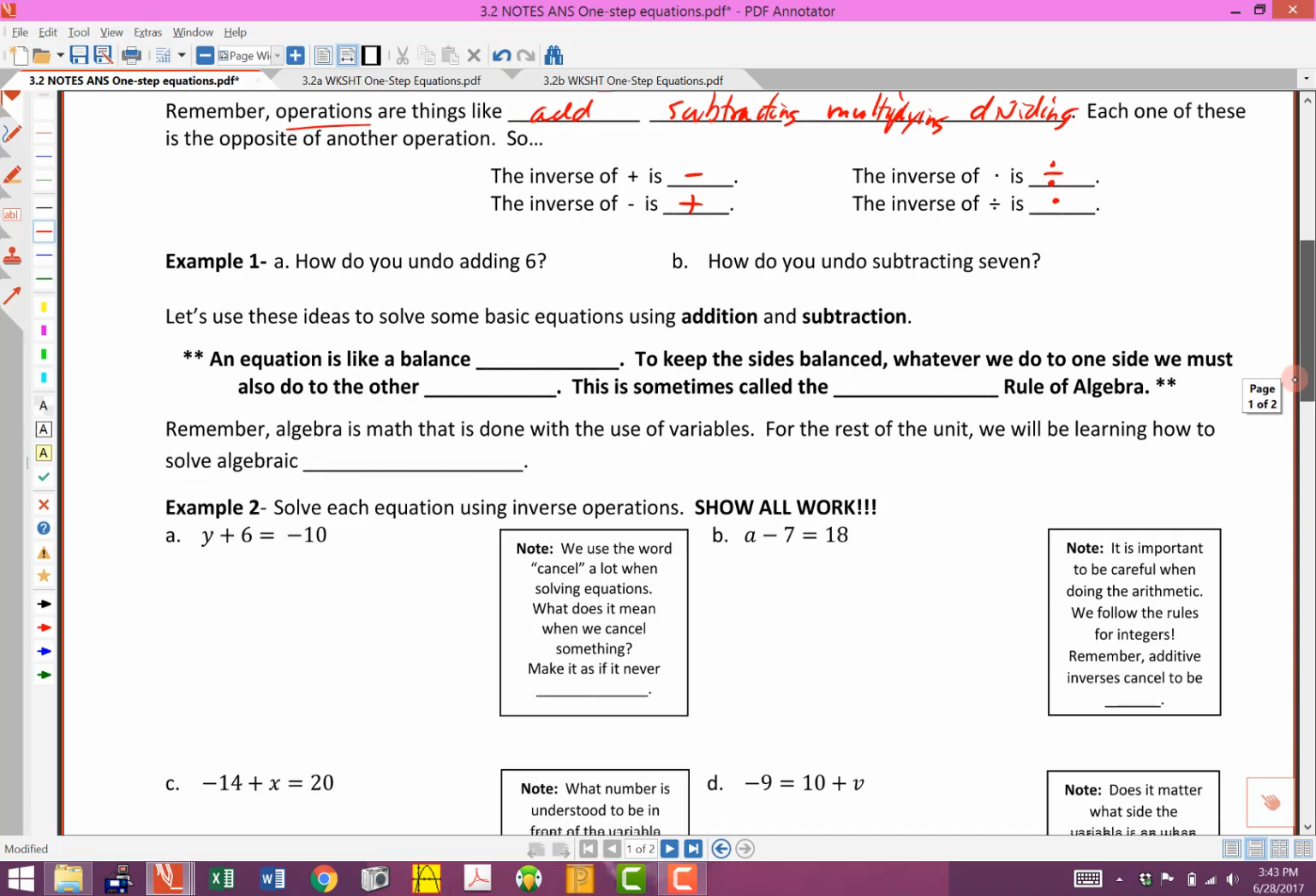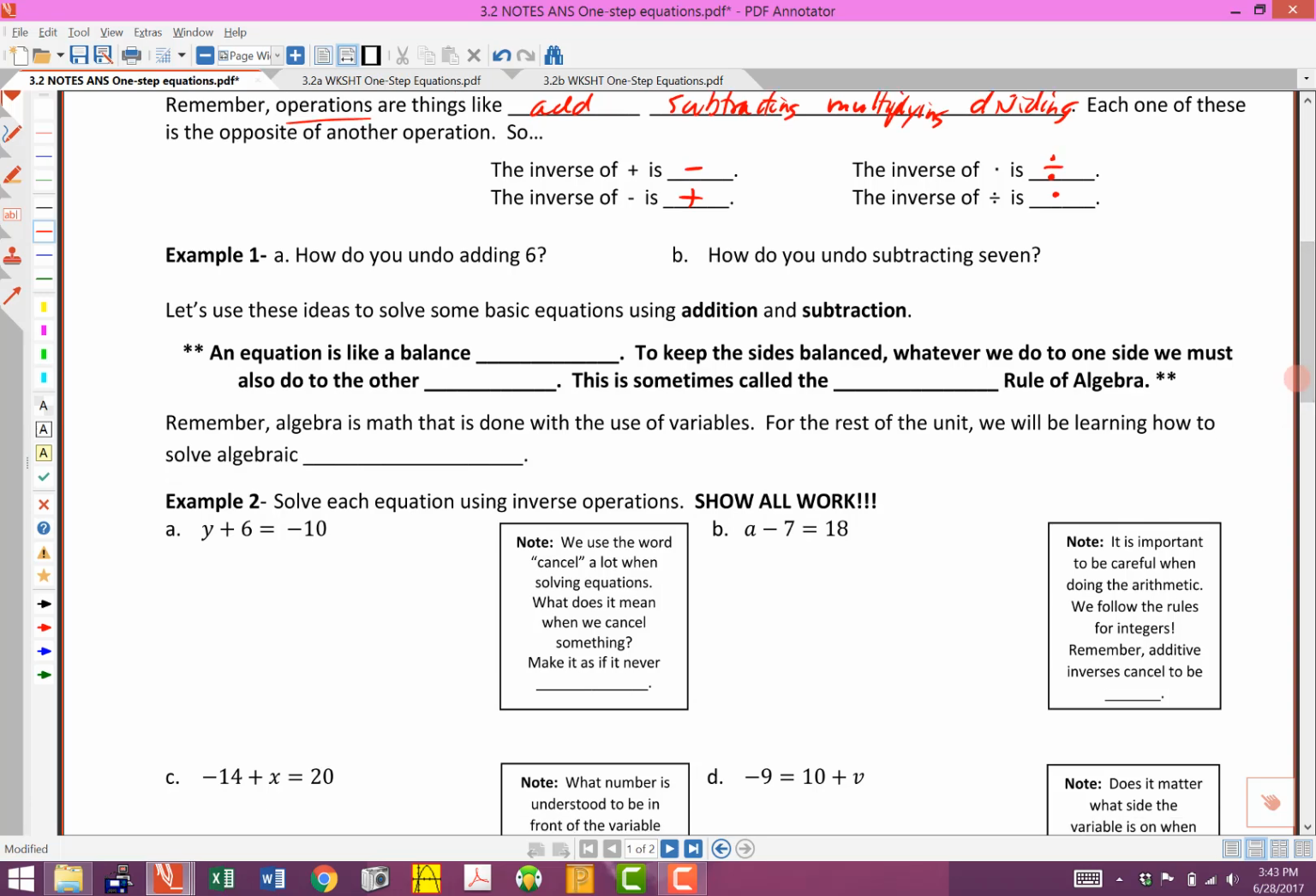So I want you to stop and think about this question, and I think most people would know the answer to this. We just kind of intuitively, naturally know this. How do you undo adding 6? Or in other words, what would the opposite of adding 6 be? Well, it would be subtract 6. How do you undo subtracting 7? Well, you would add 7. Okay? So these are some of the basic ideas that we use to solve equations using addition and subtraction.